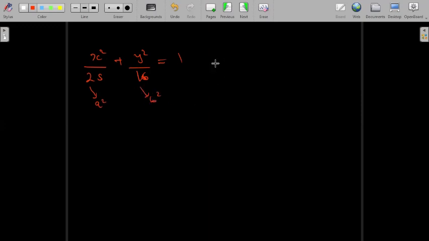So we can find our c squared by saying a squared minus b squared, and this here is going to be 25 minus 16. When we compute this, we get 9. And of course, introducing the root there, you just get plus minus 3. So c is plus minus 3, and it is centered, so the center is 0 comma 0.